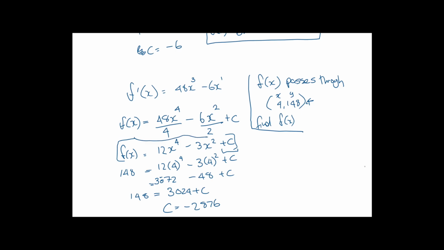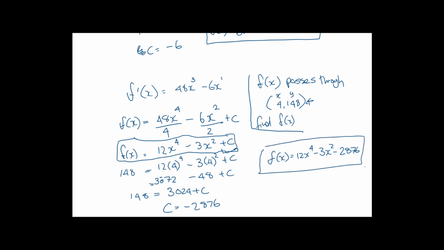I have to give myself a bit more space. And we know that c is that. So f of x, our final answer, is f of x equals 12x to the power of 4 minus 3x squared minus 2,876. So don't be intimidated by those numbers.